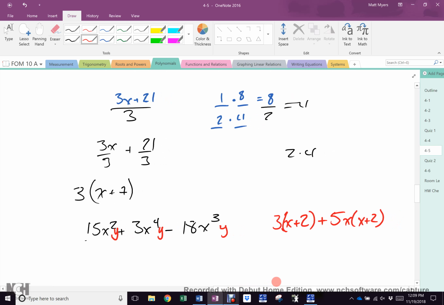What do I do? What math is happening right there? Multiplication. Is that exactly the same as that? Why? What is happening in the top left? 3 is multiplying by x. What is happening in the bottom right? 3 is multiplying by x plus 2. Yeah? Okay.